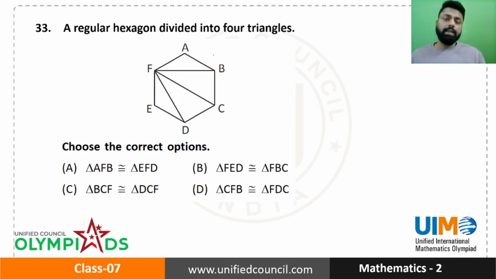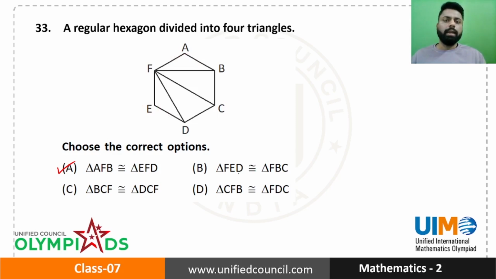A regular hexagon divided into 4 triangles. Choose the correct option. So over here, A, F, B and E, F, D. Are these two congruent? So see, AB and these two sides are equal, and then there is a gap of only one vertex. So these two triangles are congruent to each other because these angles are also equal, by the SAS property.